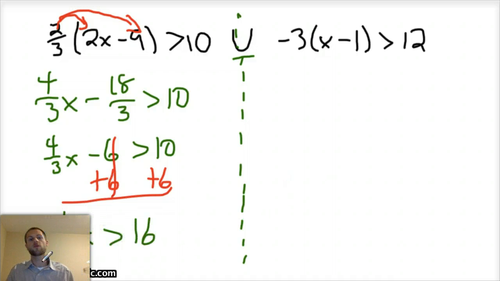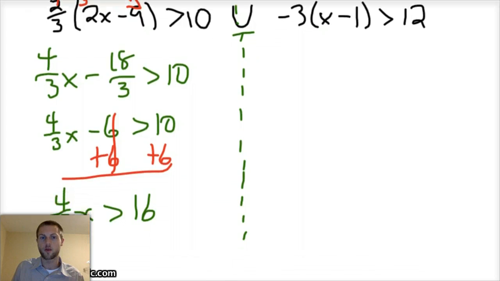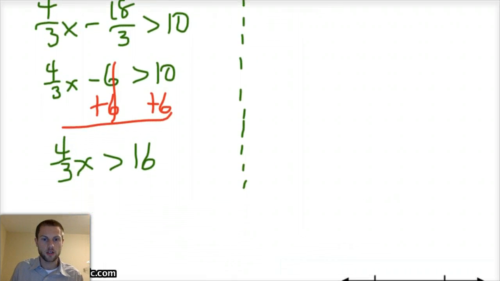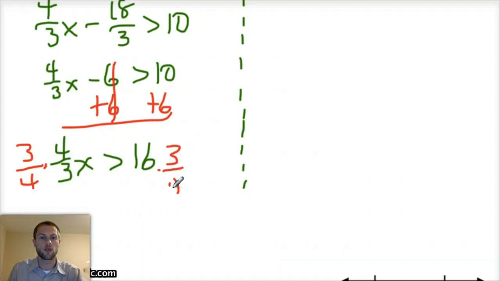Now to get rid of this fraction, remember this is a fraction multiplied by x, and normally when you're multiplying by something we want to divide, but when we're talking about fractions, the easiest way to get rid of a fraction is to multiply by the reciprocal. So we're going to multiply this by 3/4. And whatever you do to one side, you have to do to the other side. So I'm going to multiply the right side by 3/4, and this is like 16/1. So these will cancel, they'll become 1, and I'm going to get x is greater than.